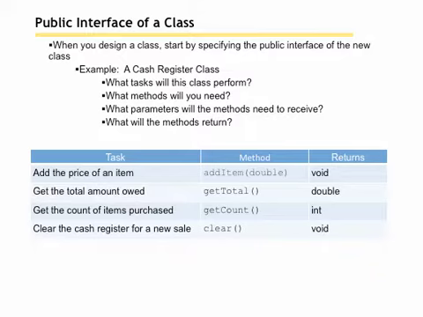So if we're thinking about our cash register, we might want to add a price of an item. We might want to get the total amount owed. We might want to get a count of how many items are being purchased. And then we might want to be able to clear the cash register so that we can create a new sale.